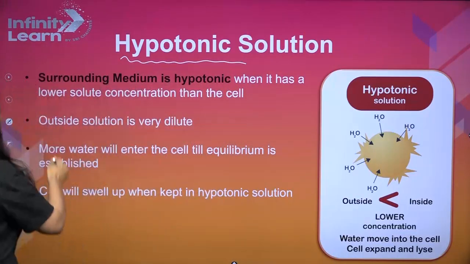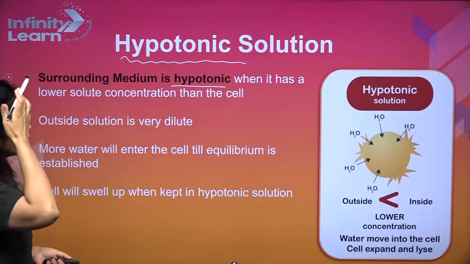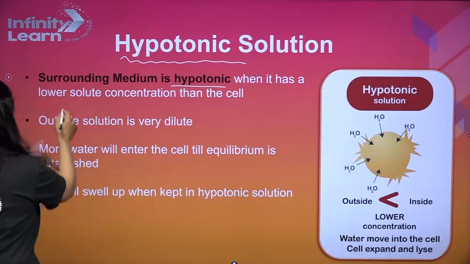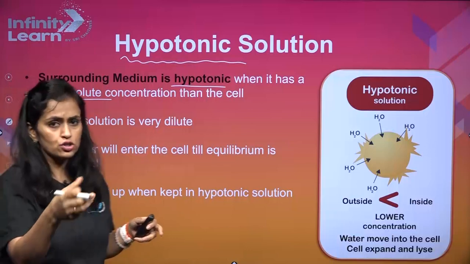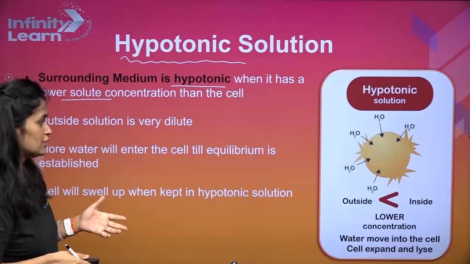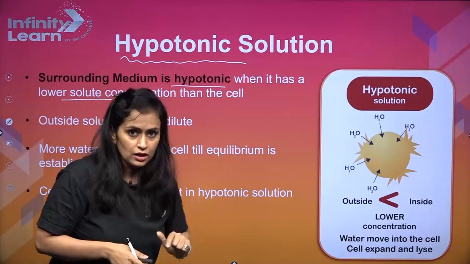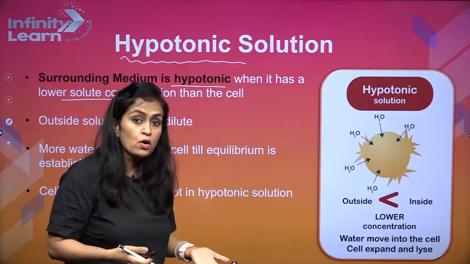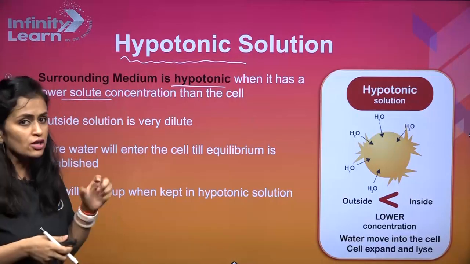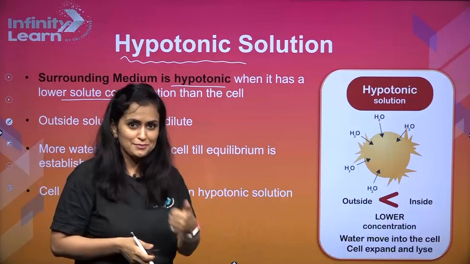Okay, so when the surrounding medium is hypotonic, right? So hypotonic, hypo less, tonic, I told you already, solute. Solute can be anything, salt or sugar, right? When it is kept in a hypotonic solution, that means the salt concentration outside is lesser than the inside. Inside salt is more. If salt is more inside, then what is going to happen? That means water is less. And how will water move? From higher concentration to lower concentration, isn't it?